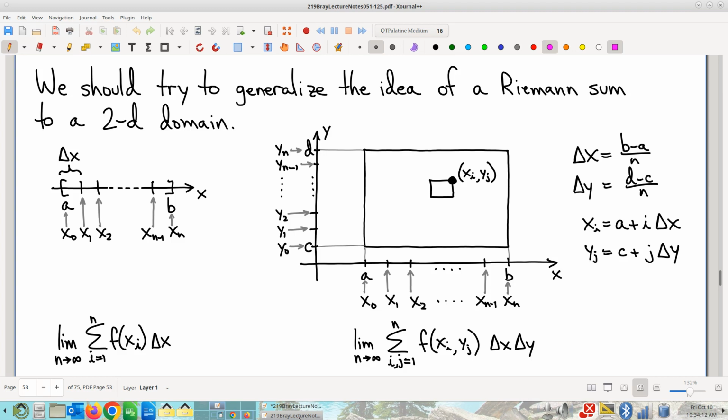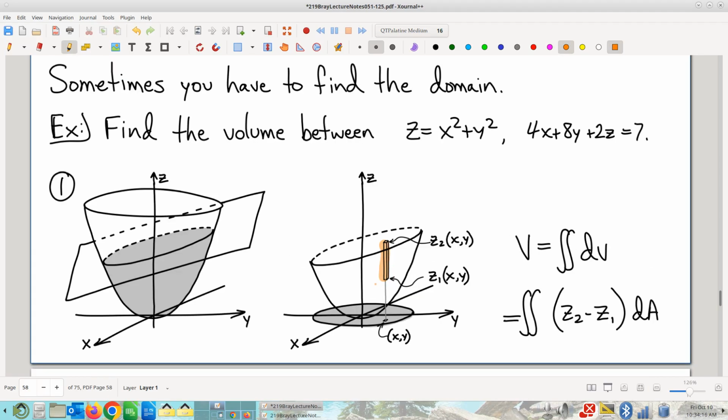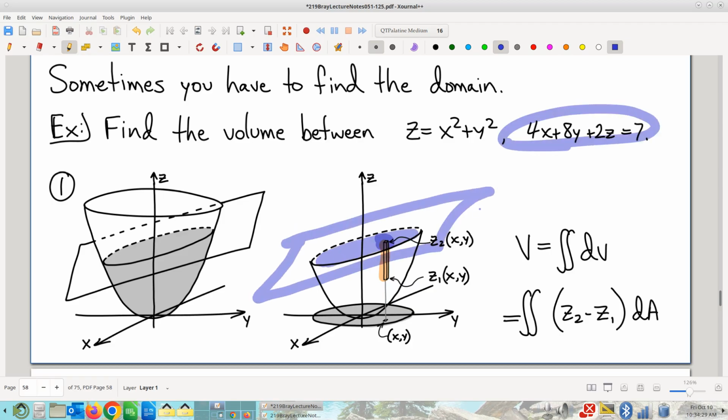Is Z2 referring to the plane? Whichever one is on top. So let's see here. The top point, that top point is on the plane, and so Z2 is this Z2 right there. Yep. We'll get into the algebra in a second. Okay.